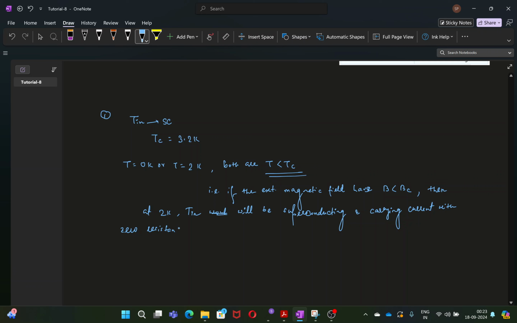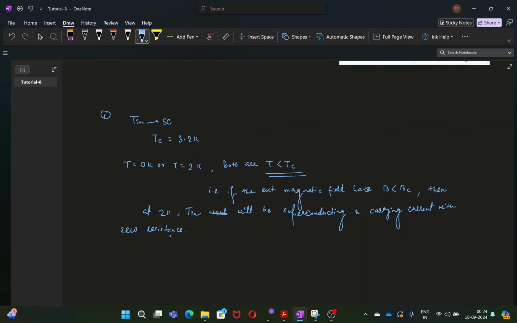resistance. Why? Because it is mentioned that Tc of tin is 3.7 Kelvin, and in the question it is asked about 2 Kelvin, so 2 Kelvin is already below Tc. That means if there is no external magnetic field disturbing the Cooper pairs, then this 2 Kelvin temperature will be sufficient for the tin material to remain superconducting. But if the external magnetic field causes a flux density B that is greater than the critical flux density of the superconductor, then obviously even if you are below Tc, it will still change the superconductor material into a normal material.